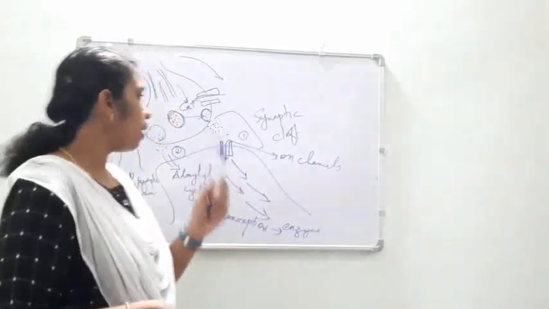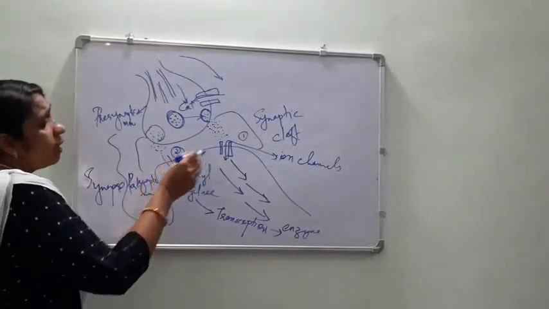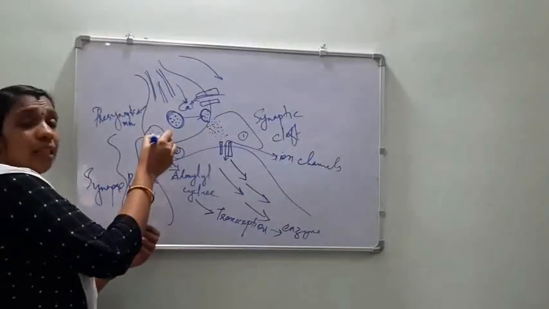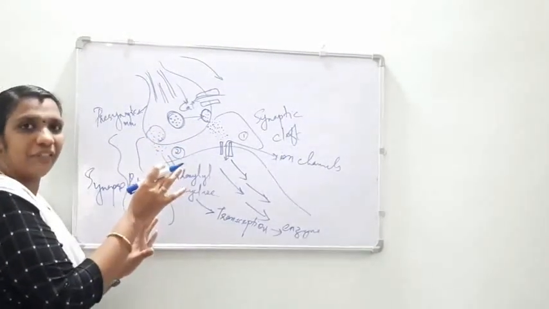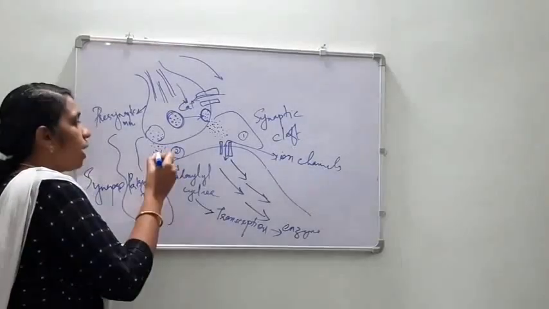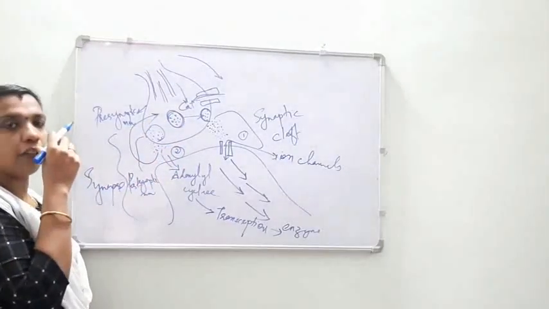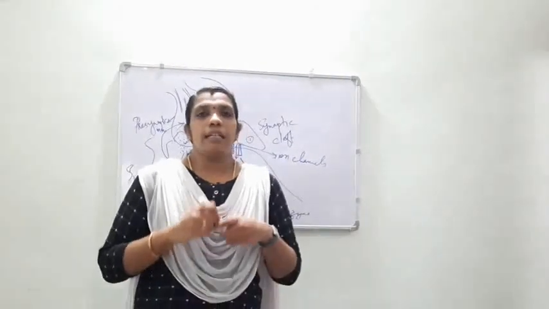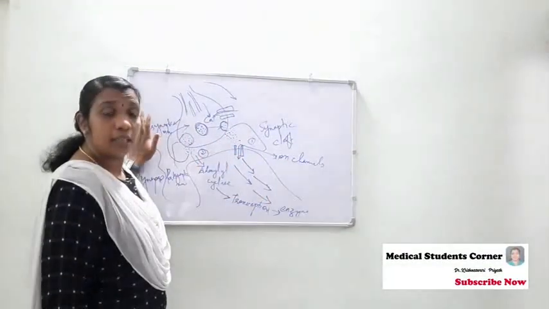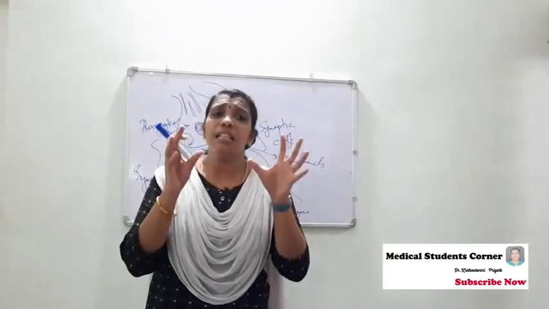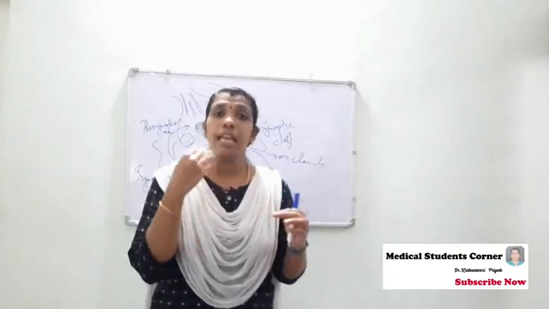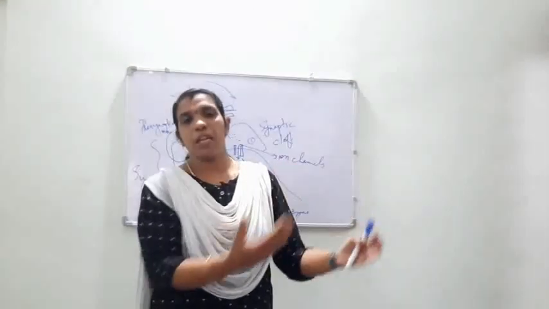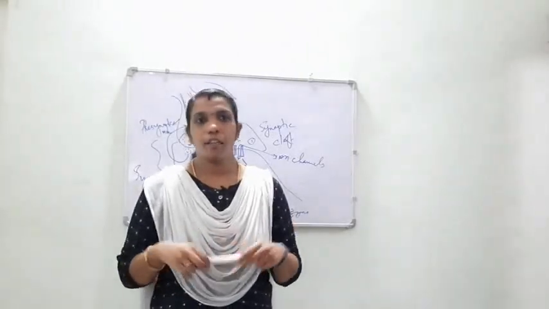Okay, so the neurotransmitter stimulates this ion channel. Everything has happened. So what happens to this neurotransmitter? The neurotransmitter from the synaptic vesicle is poured outside into the synaptic cleft. After its function, it is taken up by the synaptic membrane and it is metabolized. So this is the physiology of synapses, the process taking place during the transmission of impulse from the presynaptic membrane to the postsynaptic membrane. You understand? No doubts.